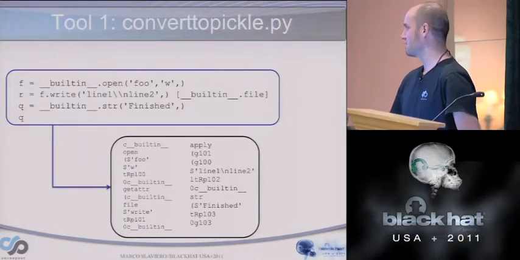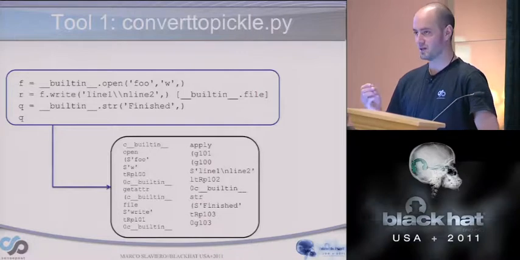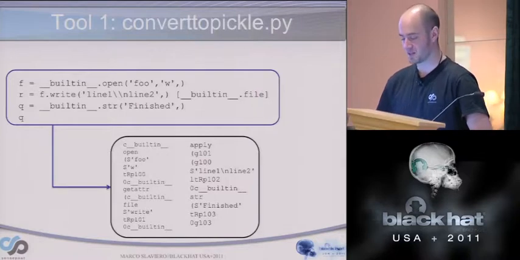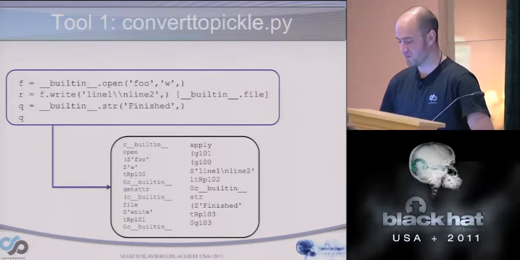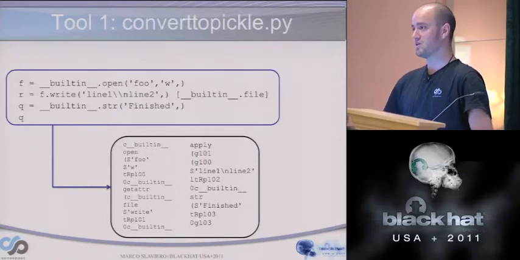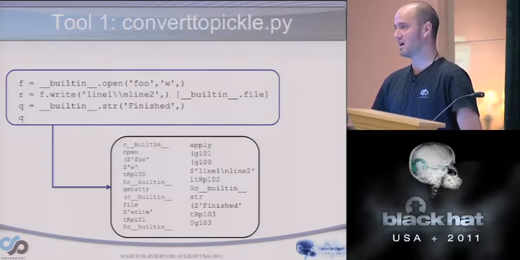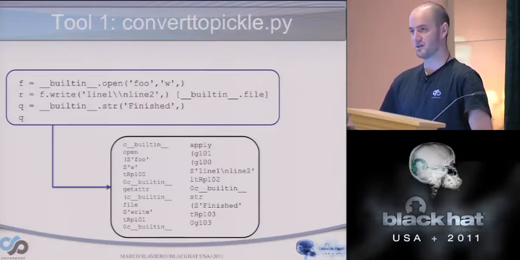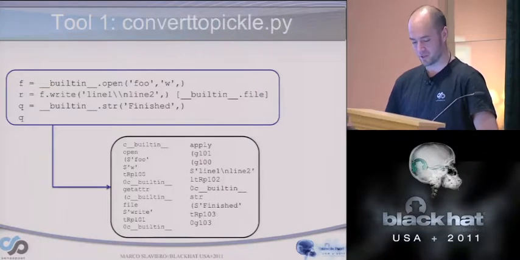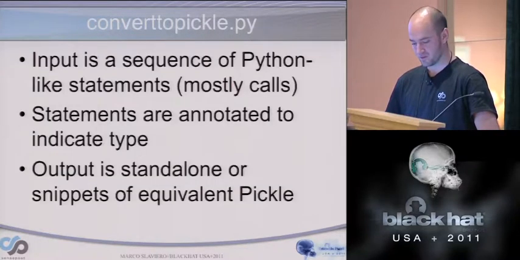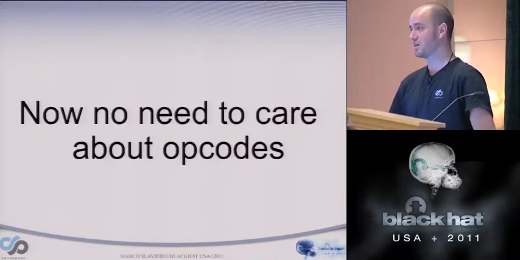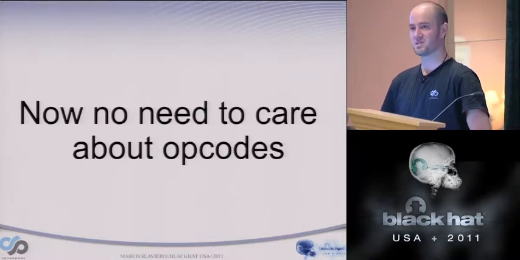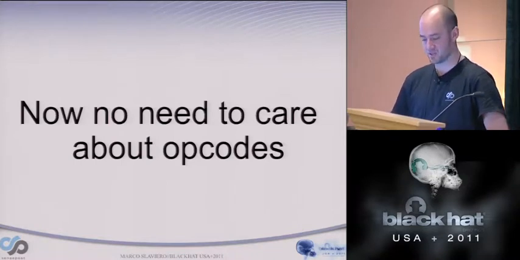And they're annotated. So at certain points we say to convert-to-pickle that the object you're dealing with now is, for example, a file type, so it doesn't have to try and figure that out. And what it can produce is reliable Pickle shellcode. So now you get to write your code in this higher level Python-like language and run it through convert-to-pickle, and what comes out is Pickle shellcode that'll do what you want. That's useful because at this point you don't need to care about opcodes anymore. You don't need to know anything about opcodes. You can write in Python-style code and you can get Pickle shellcode out of that.